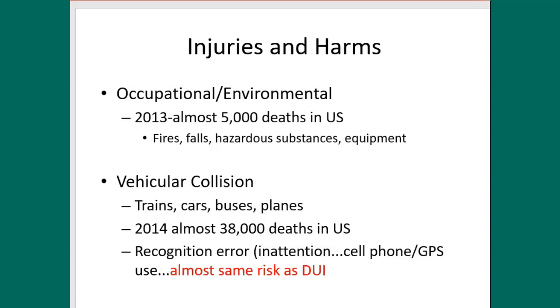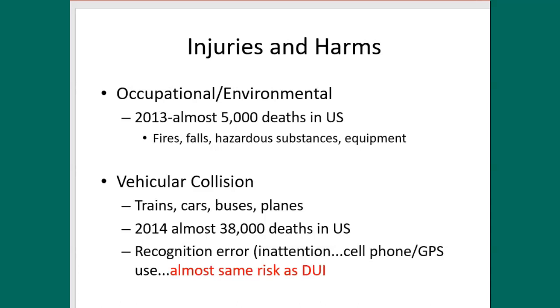So let's look first at the occupational and environmental source of injuries and harms. In 2013, almost 5,000 deaths in the U.S. were attributable to fires, falls, hazardous substances, and equipment failures or accidents related to the use of equipment. Vehicular collisions is an obvious one to us. We all have either been in an accident or know someone who has been in an accident. Hopefully, we don't know anyone who's been severely injured in an accident, but we do know that cars, trains, buses, planes are involved in accidents, and that when they do, injuries and deaths result.